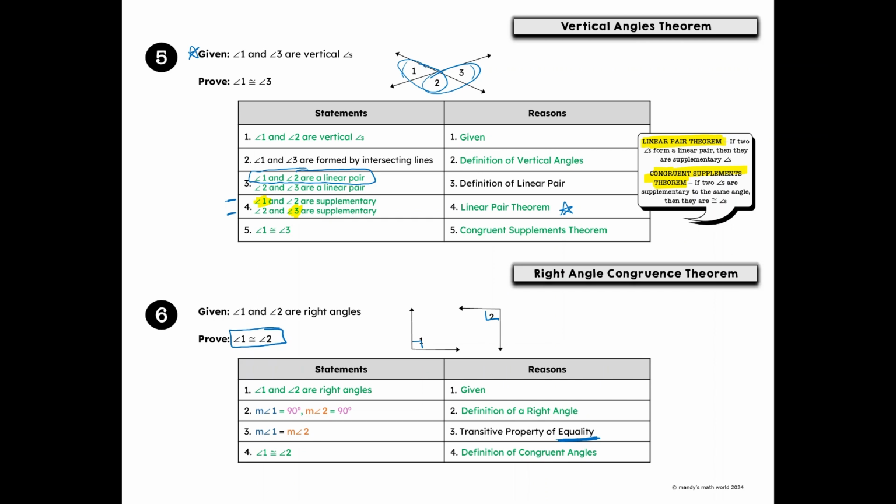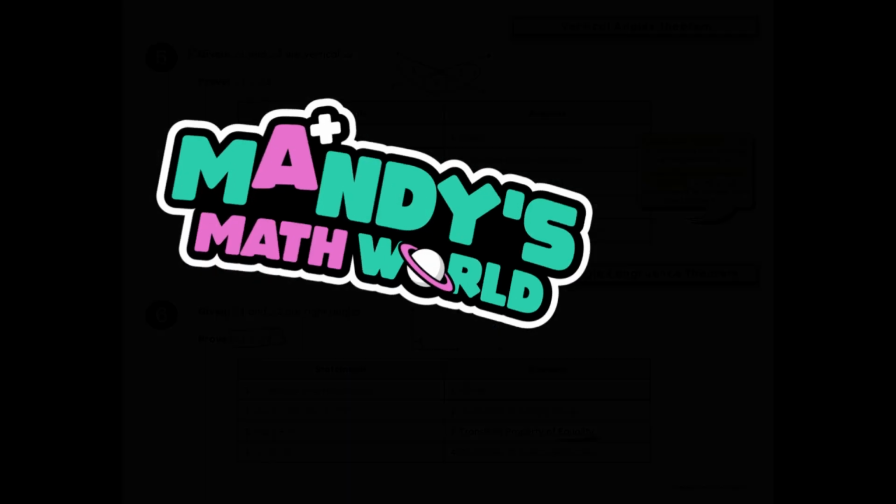That concludes your day 2 notes over an introduction to geometric proofs, where we talked about proving and using theorems involving angles. I hope it was helpful.